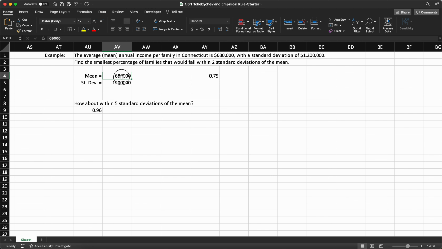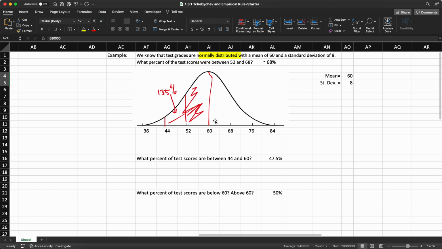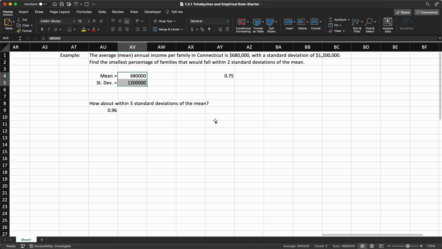Now, notice it didn't even matter what the mean and standard deviation are for this problem. I didn't need to use it. Needed to use it here, but I don't need to use it here.